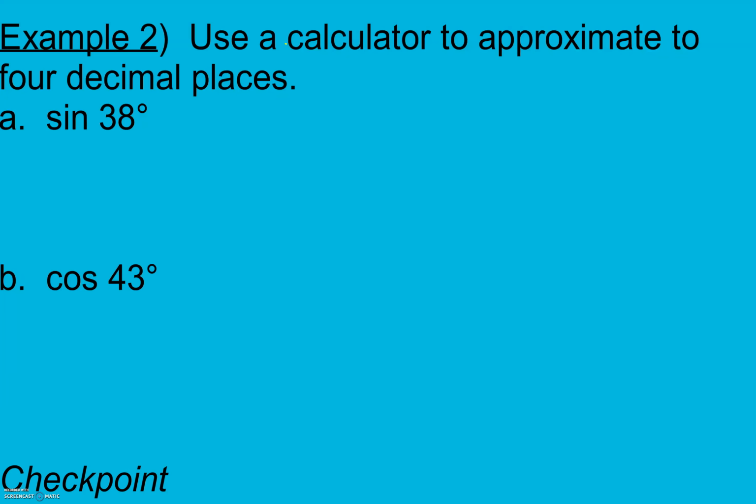So we're going to press that key, then we're going to type in 38 and close our parenthesis. Again, make sure that our calculator's in degree mode first, which means it has DEG or a D, depending on what type of calculator you have on the display screen. And here I get 0.615661475. We want to approximate it to 4 decimal places. So I count out my places, 1, 2, 3, 4, and I look at the number following. 6 is bigger than 5, so it rounds up.